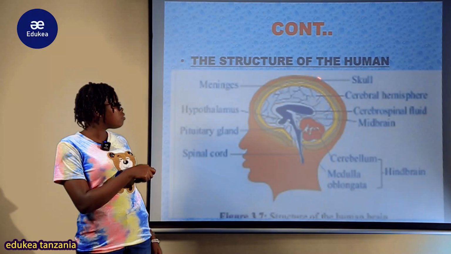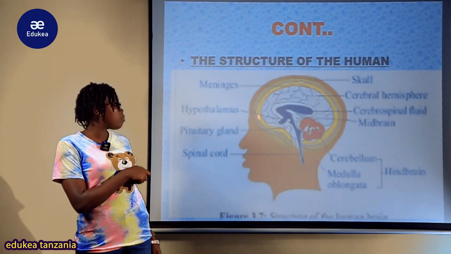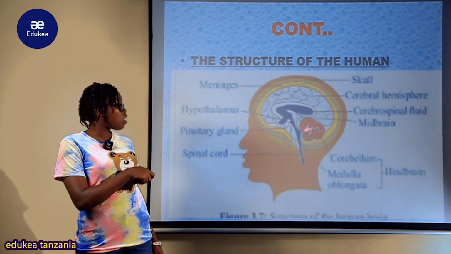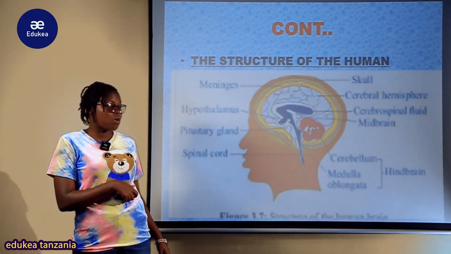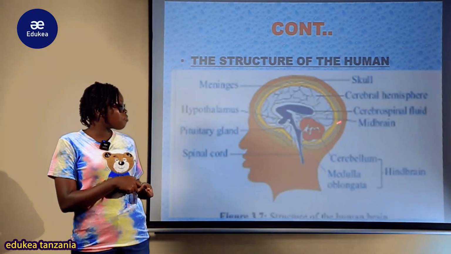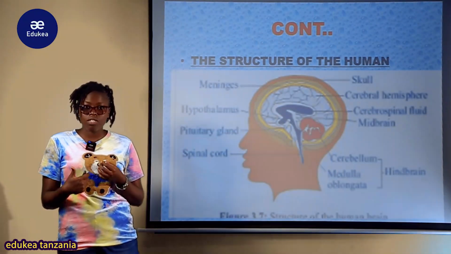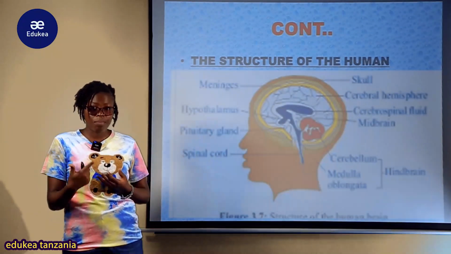Alafu huko juu ni fuvu ambao ndio skull, ambao kwa ndani kuna these tissues ambao ndio meninges, ambao ndio brain inakuwa inapatikana. Alafu humu kuna cerebral hemisphere ambapo ndio kuna cerebrum, na vile vile kuna this cerebral spinal fluid ambao ni katika protection of this brain. Ndani ya ubongo vile vile kuna majimaji kwa ajili ya protection.